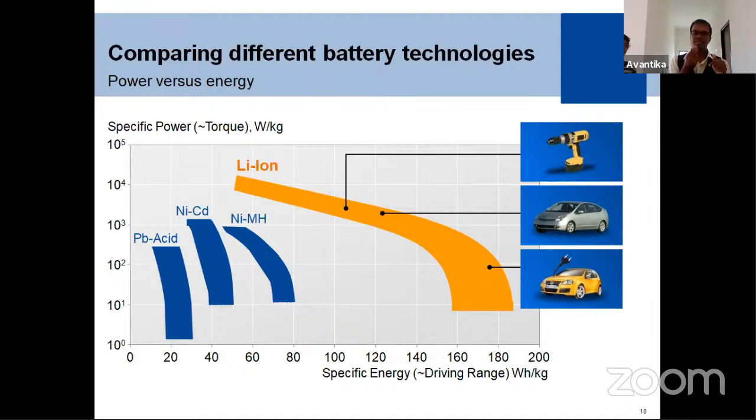But in the case of the lithium ion battery, the battery has a higher energy density compared to power density. But in the case of lithium ion, you can see that the energy density is high as well as the power density. This is the main advantage of lithium ion batteries. That is the reason most scientists are concentrating on lithium ion batteries, in order to improve the power density and also the energy density.